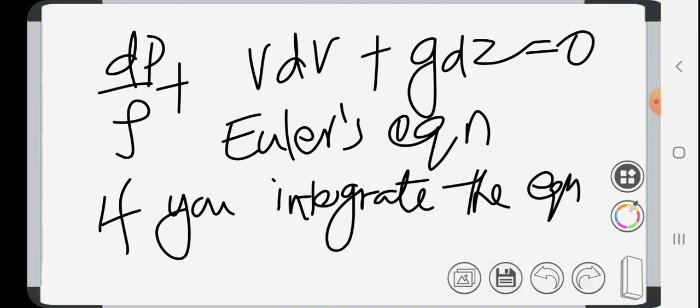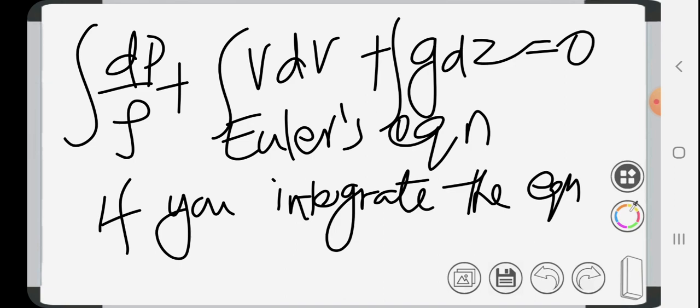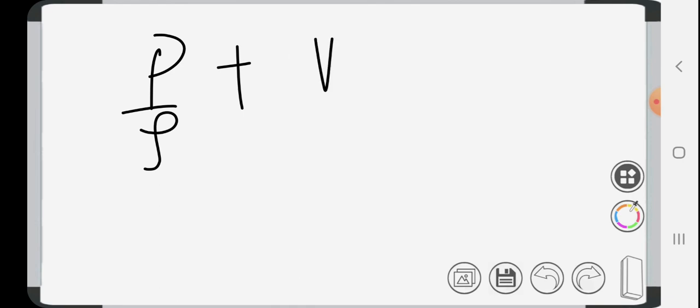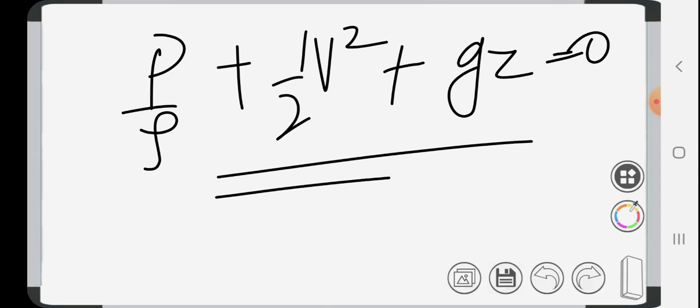over the streamline, the integrated form will give you what equation? Do you remember? That equation is nothing but Bernoulli's equation. If you integrate with respect to that streamline, you will get the equation called Bernoulli's equation, where p by rho plus half v square plus gz equal to constant. So this equation is Bernoulli's equation. Okay.